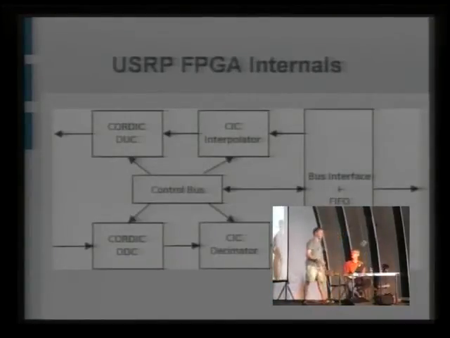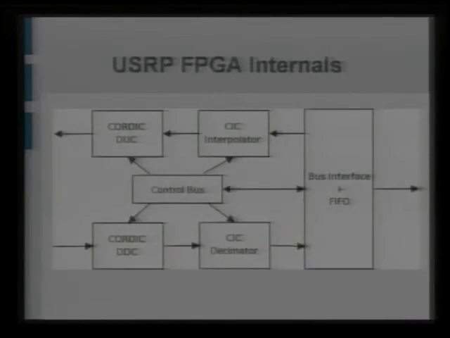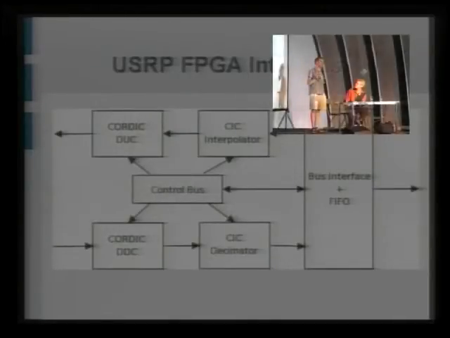Okay, so what goes on inside the FPGA? We have our bus interface that talks to the USB 2 controller. And that's how we get our samples in and out of the computer. What we typically send over the USB bus is raw samples. So on transmit, they would come in and we would go through an interpolator.